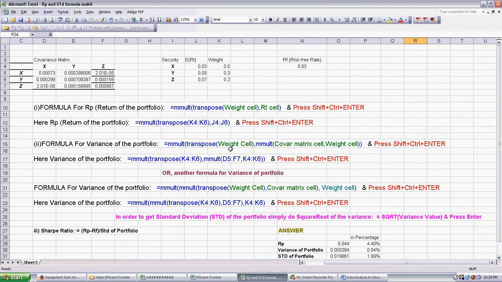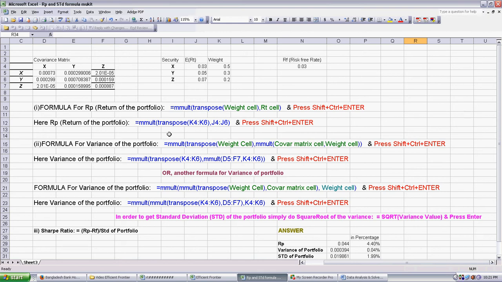Okay, so the formula for portfolio return is you have to put the equal to sign, then MMULT, that is the matrix multiplication, first bracket, TRANSPOSE, first bracket, then you have to select the weight cells, then close the first bracket, semicolon, then the return cells, and then close the bracket, and you must press shift control enter, not just enter, and you will get the return of the portfolio.